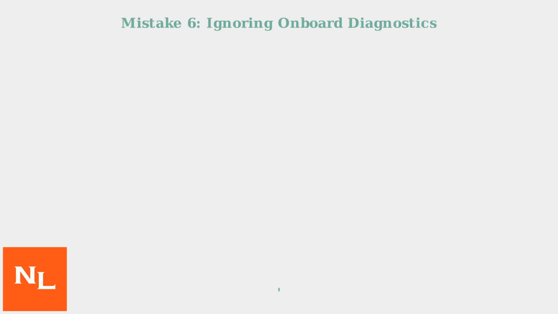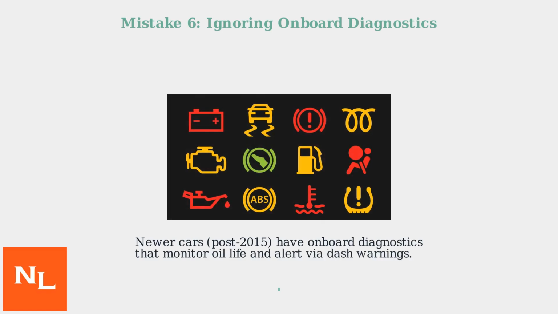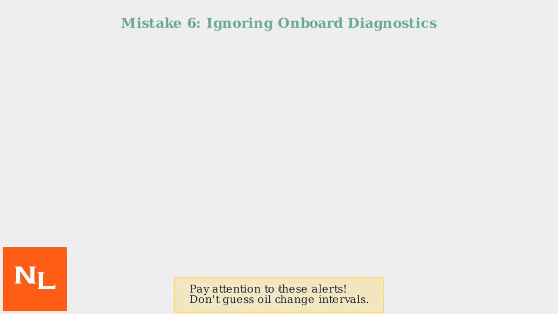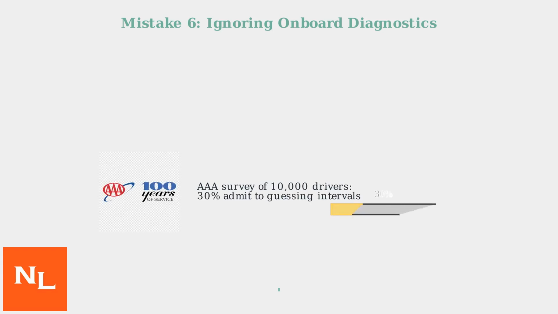Mistake 6 involves ignoring onboard diagnostics. Newer cars, built after 2015, come equipped with systems that monitor oil life and send alerts through dashboard warnings. These alerts are crucial indicators that it's time for an oil change. Pay attention to these alerts and don't guess oil change intervals. A AAA survey of 10,000 drivers revealed that 30% admit to guessing when to change their oil, leading to 25% of them experiencing premature engine wear.